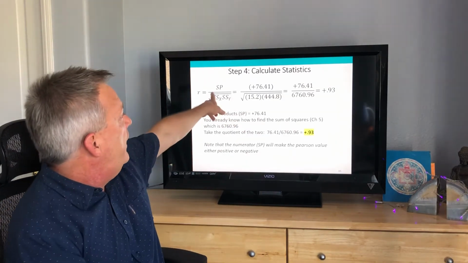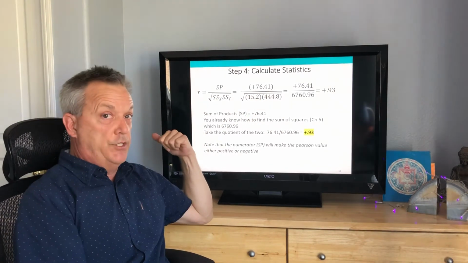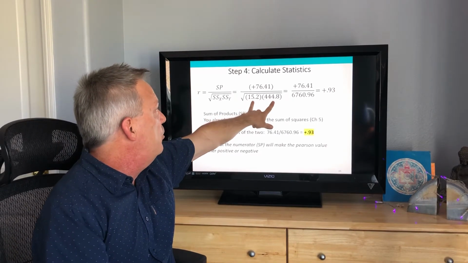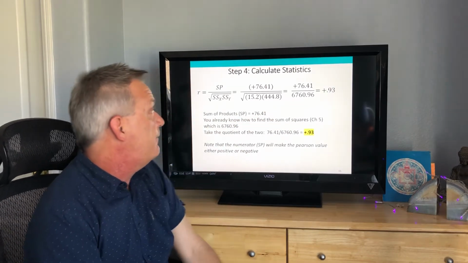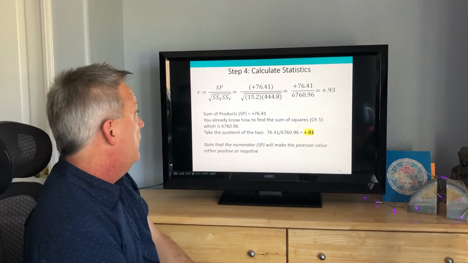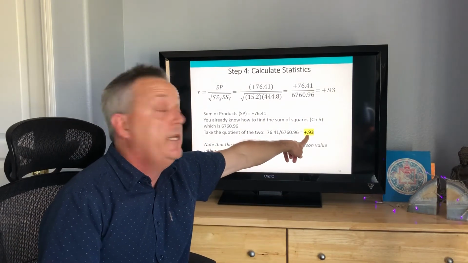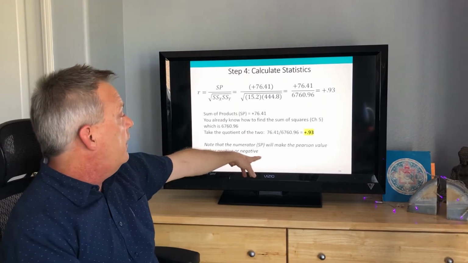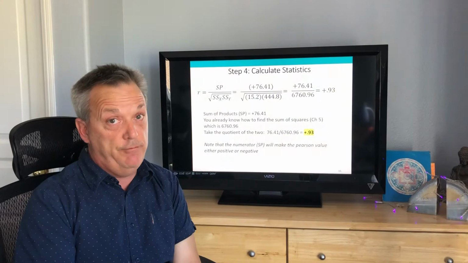Step 4, okay, so you're going to calculate your statistics. We had 76.41 for our sum of products, and they gave us these values, so we are just going to plug those in, and that gets us to 6760.96. Divide those two, and that gets you 0.93, which is your Pearson R value. Note that the numerator, the sum of products, will make the Pearson value either positive or negative.